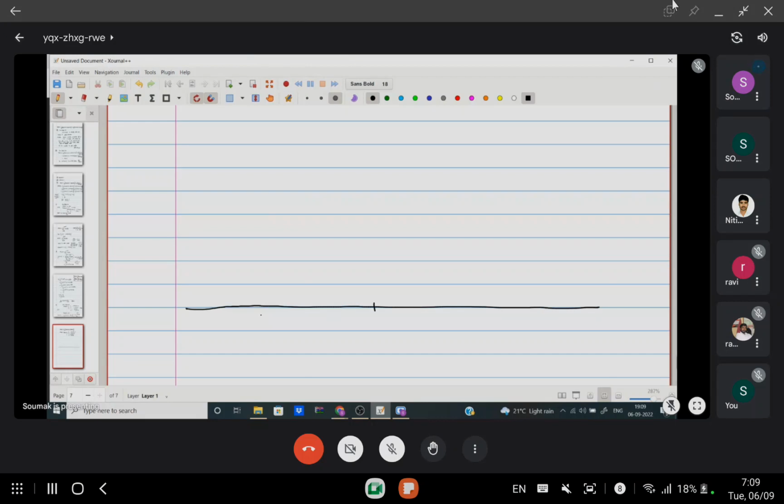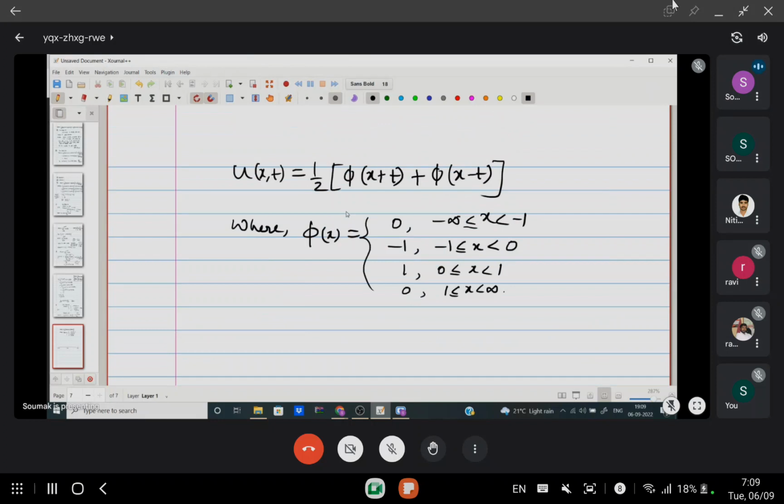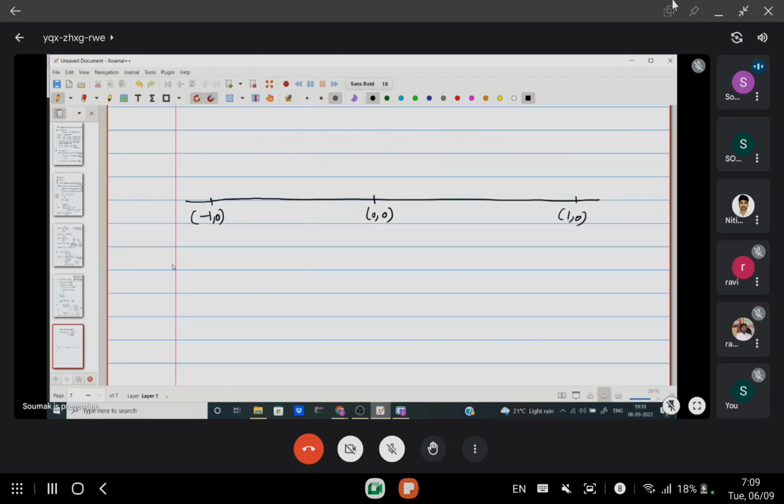This is (0, 0). This is (1, 0), say, and this is (-1, 0). So I will draw characteristics. Characteristics are given by what? x plus t, x minus t. These two things. Okay, and my region is divided where? The region is divided at -1, at 0, and at 1. So I divide at 0, at 1, and -1.